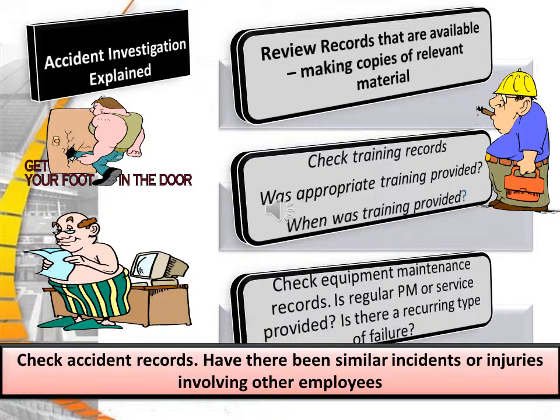Review records that are available, making copies of relevant materials. Check those training records. Was appropriate training provided? When was the training provided? Check equipment maintenance records. Is a regular PM or service provided? Is there a recurring type? Check accident records. Have there been similar accidents or injuries involving other employees?